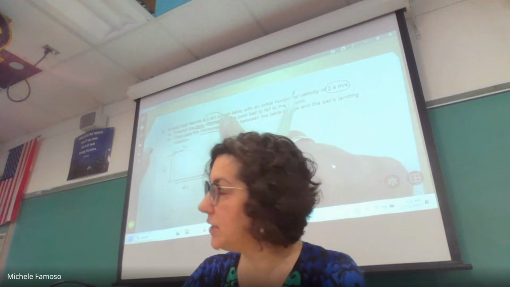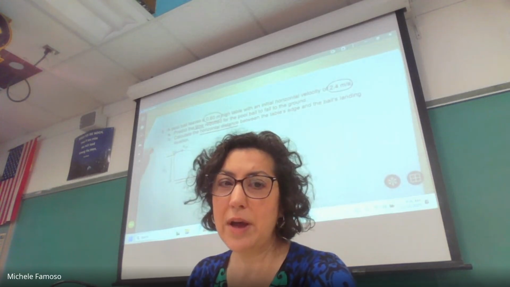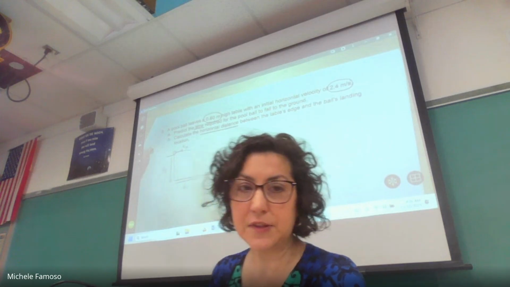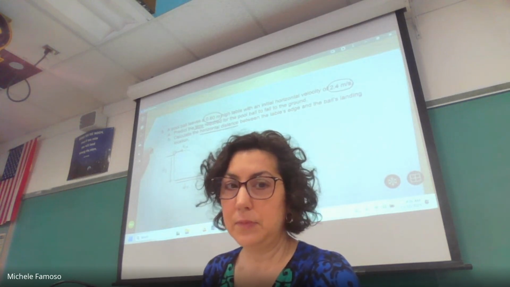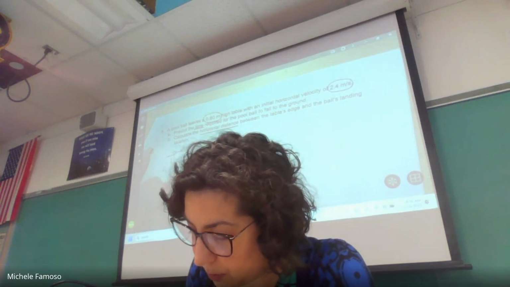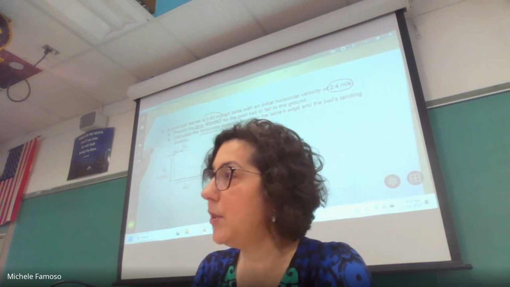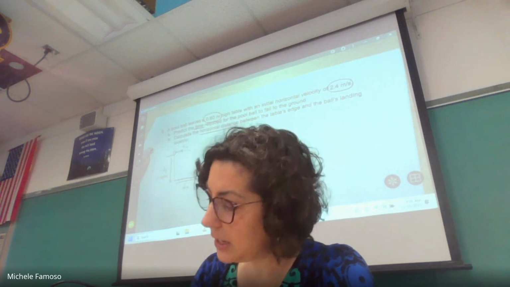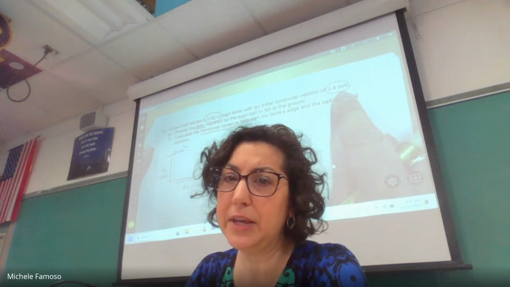Miriam, I circled the 0.60 meters. What value is that in this picture? That is the dy. Very good. 0.60 meters. So let's label that. Sydney, what is this 2.4 meters per second?